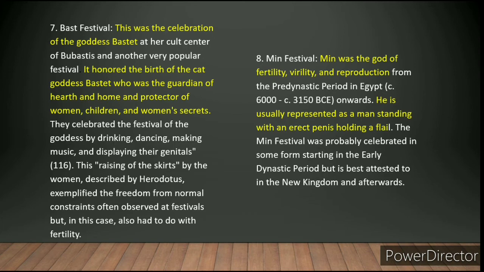Number 8. Min Festival. Min was the god of fertility, virility, and production from the pre-dynastic period in Egypt. He is usually represented as a man standing with an erect penis holding a veil. The Min Festival was probably celebrated in some form starting in the early dynastic period, but is best attested to in the New Kingdom and afterwards.